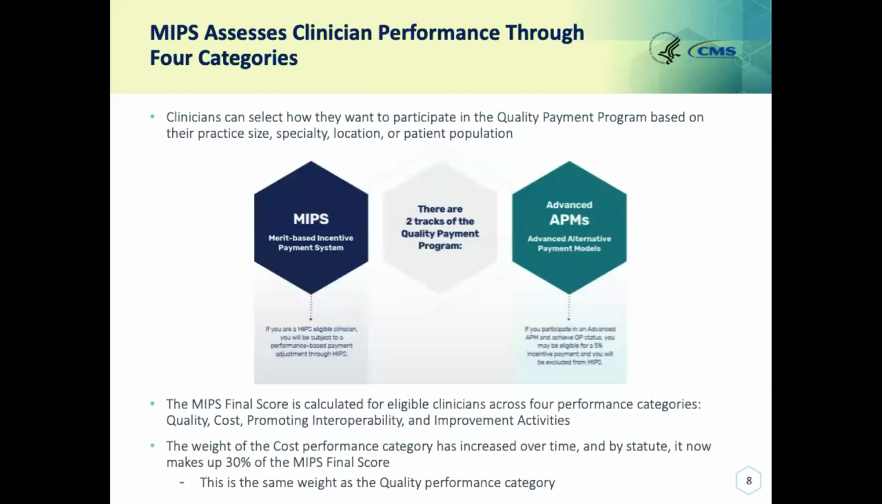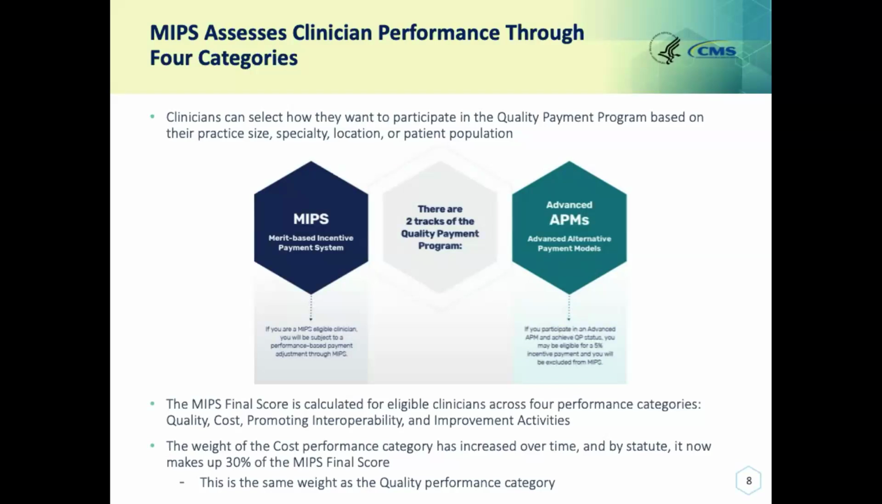Now I will provide just some context on the MIPS program and where these measures could be used in the future. So the Quality Payment Program has 2 tracks for clinicians to choose from. We have advanced alternative payment models and MIPS. Clinicians who participate in MIPS have their performance assessed across 4 categories. They are quality, cost, promoting interoperability and improvement activities. A clinician's performance score for each category is rolled up to a MIPS final score, which then determines your payment adjustment.